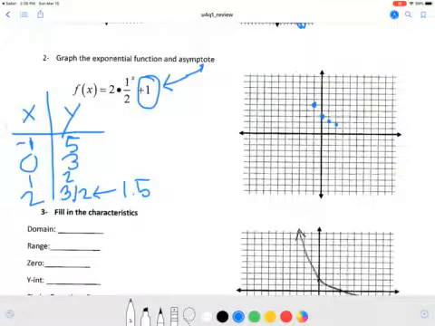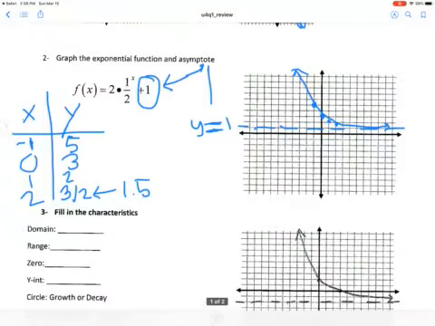So when we graph, it's going to be a nice smooth curve, which gets closer and closer and closer, but will never actually cross. Okay? So we know the asymptote is at this dotted line, y equals 1. Okay? My asymptote. So that's how we get the graph.